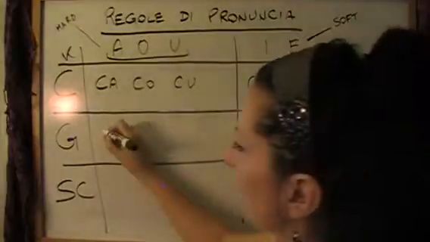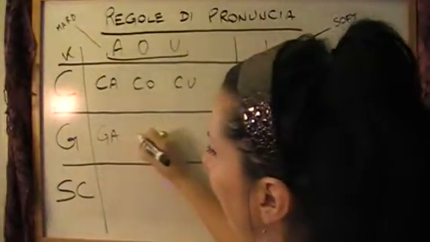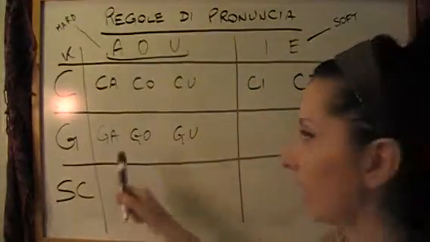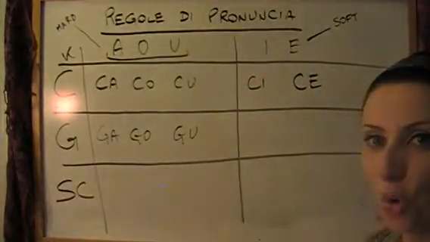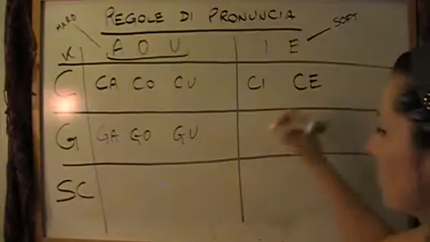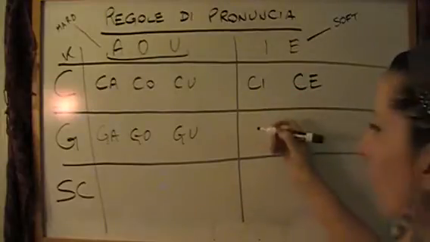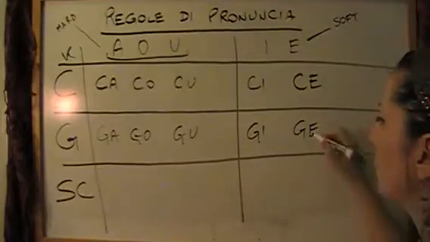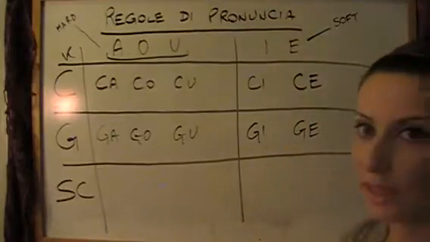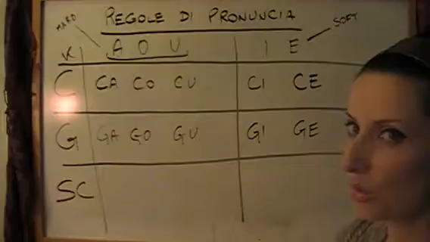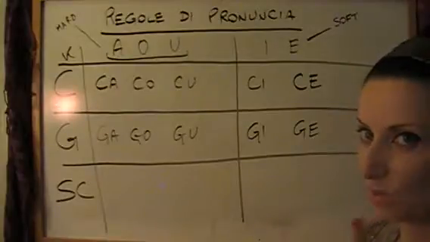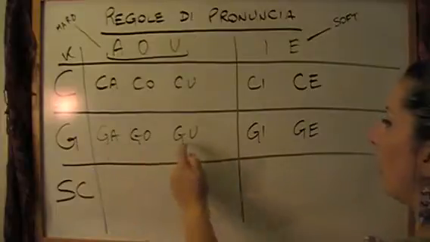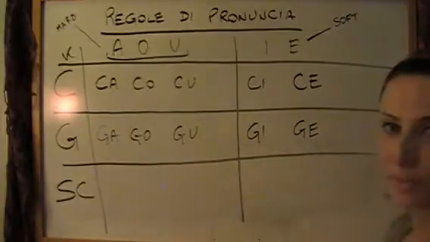Let's see, for example, ga, go, gu. Hard. Ga, go, gu. Instead, with a soft vowel, the sound is soft. It will be G and J. You say gi, ge because this is integrated with the way you pronounce the vowels in Italian. That's why I suggest you go to review the first video. Ga, go, gu, gi, ge.